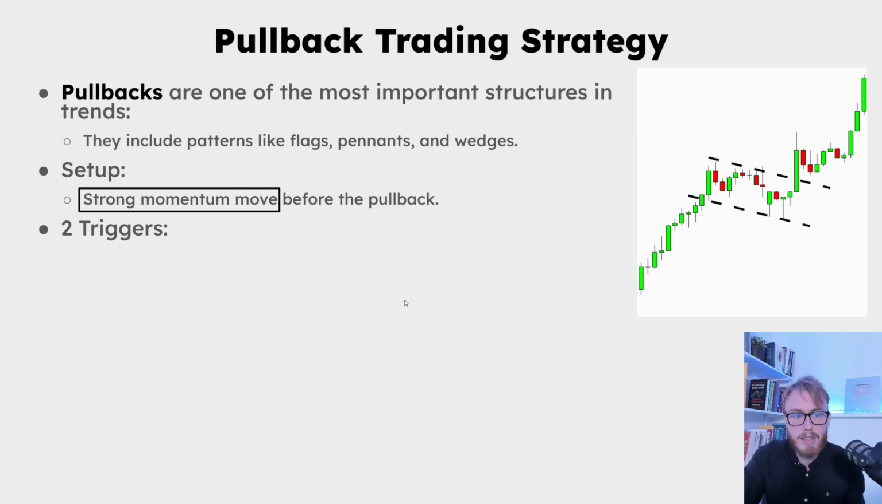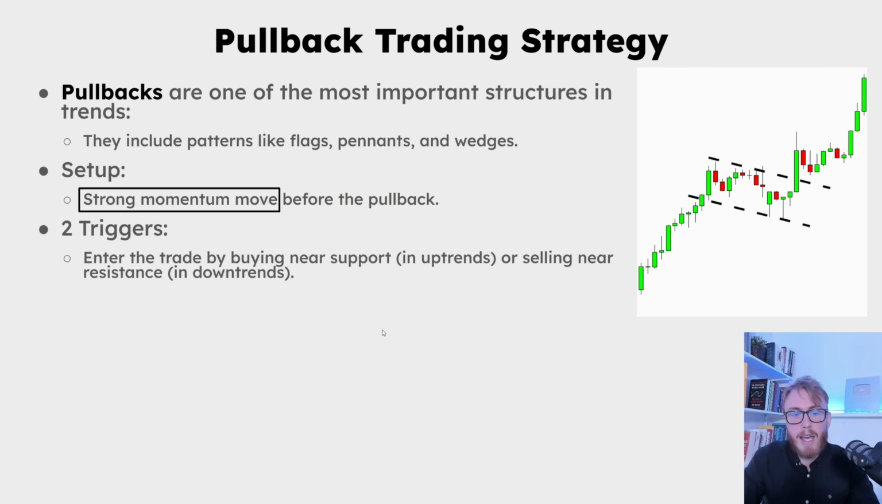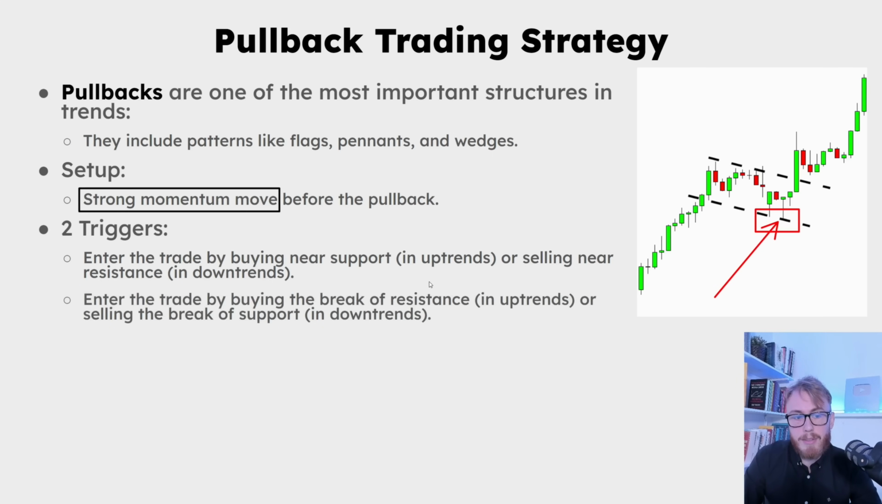And when it comes to the entry or the triggers for the trade, so what signals are we looking out for here to enter, we have two main different ways to enter. The first way to enter is to enter the trade by buying near support in uptrends or selling near resistance in downtrends. And by buying near support, I mean that we're trying to buy near the support of the pullbacks. So for example, trying to enter right around here. But we also have another entry trigger, and that is to enter by buying the break of the resistance or break of the support. So in the case of an uptrend, this is when we enter where the price breaks above the resistance. An example of this can be found right here.